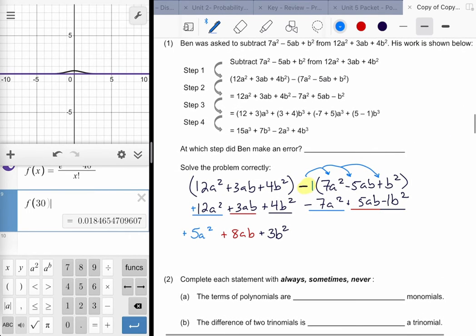So we have a solution. Now we have to look at what on earth happened in Ben's solution. Step 1 looked okay. Step 2 looks fine. Step 3, I have no idea what happened there. So it looks like step 3.